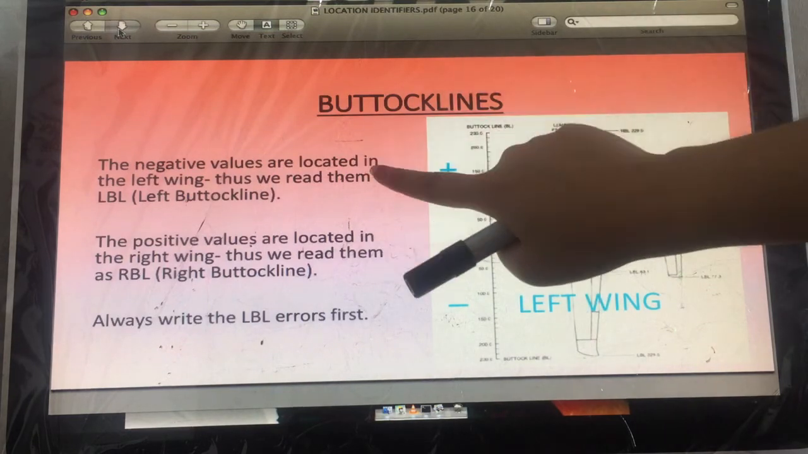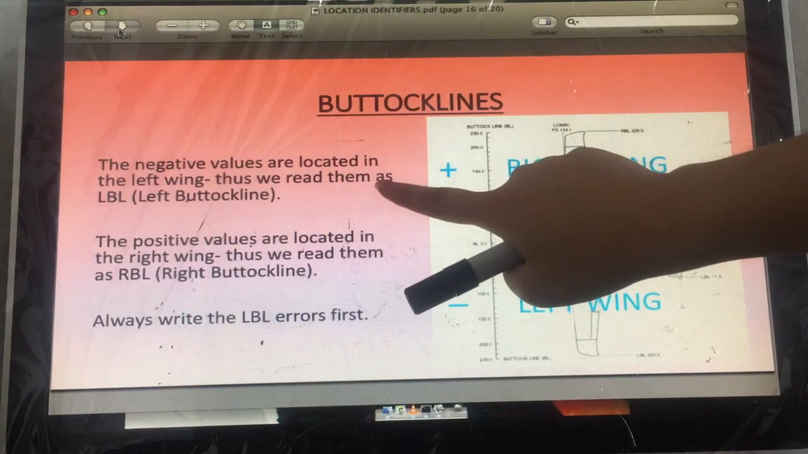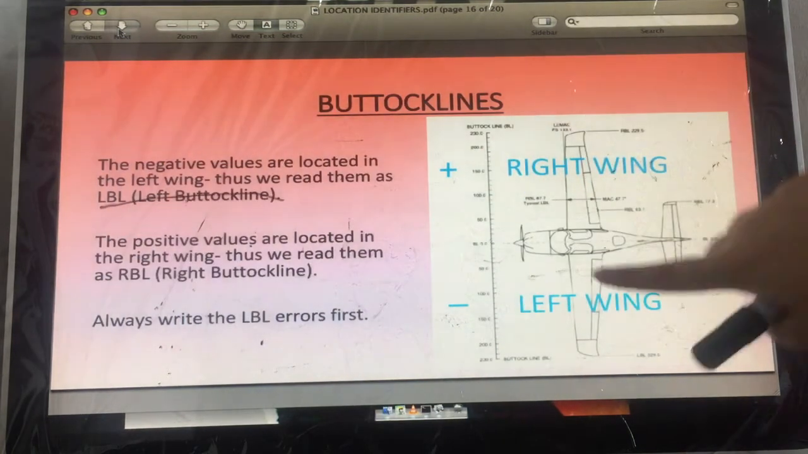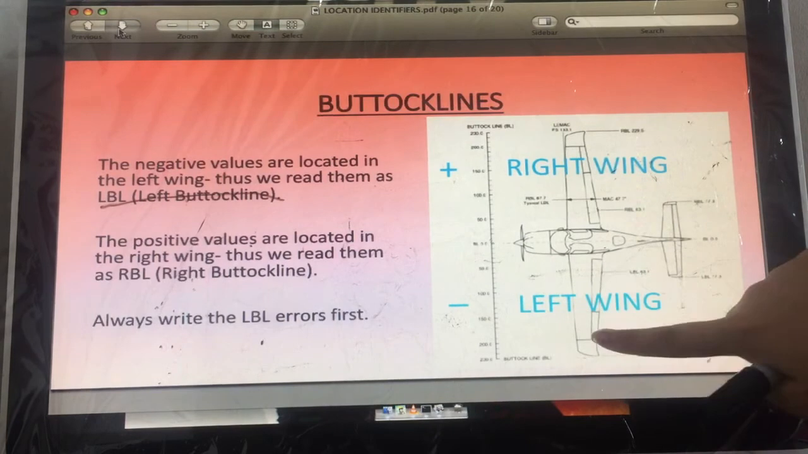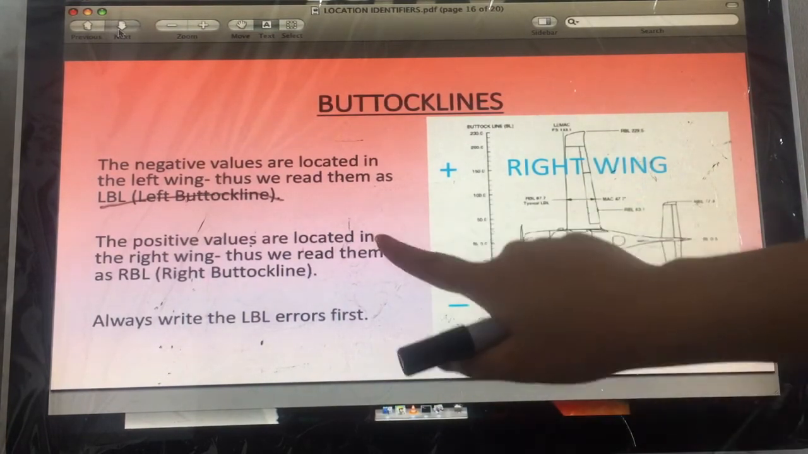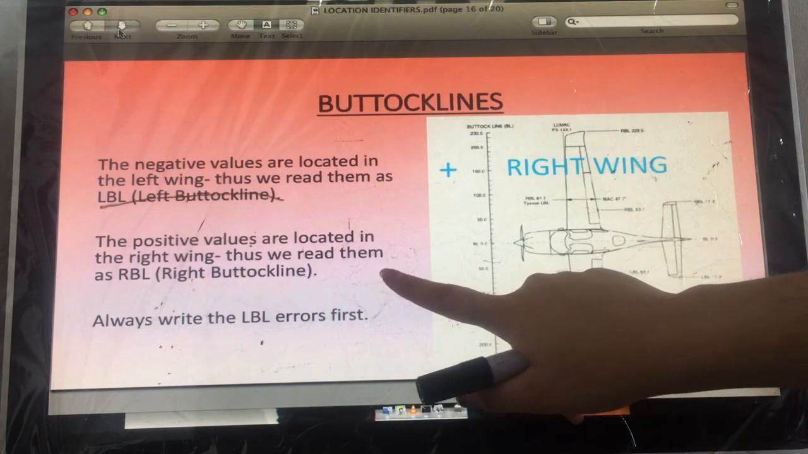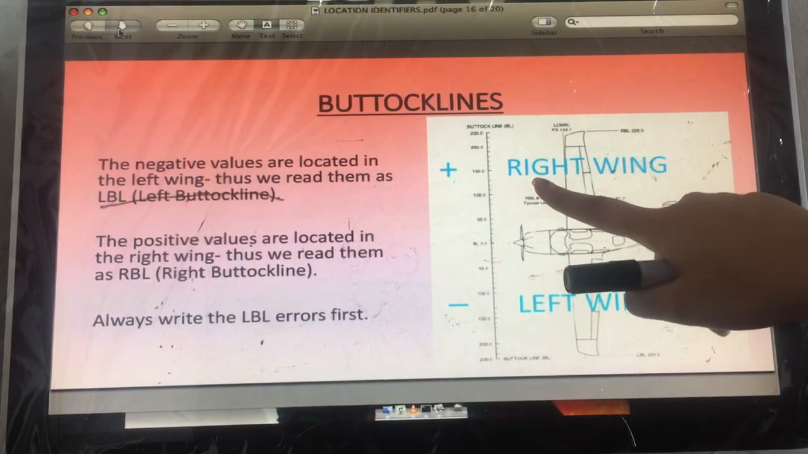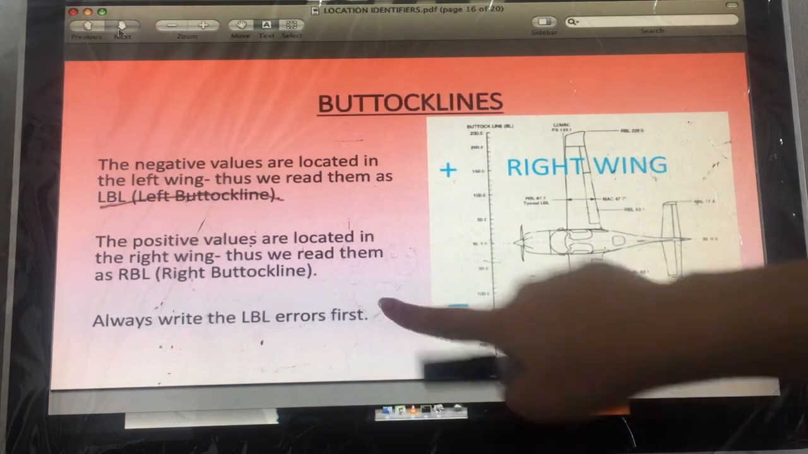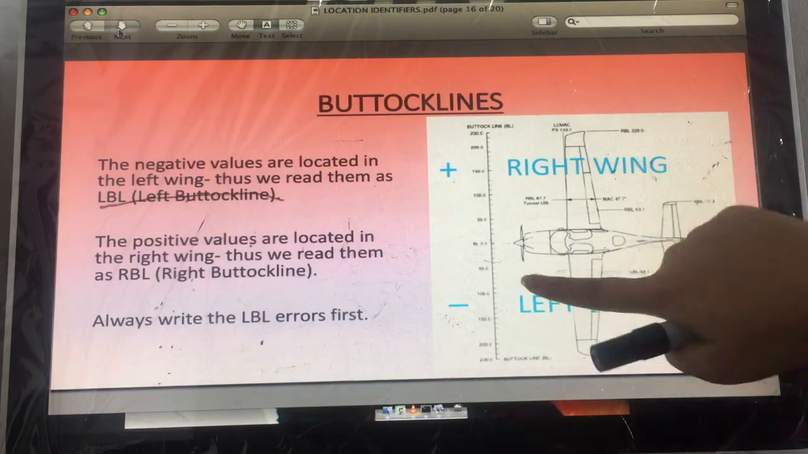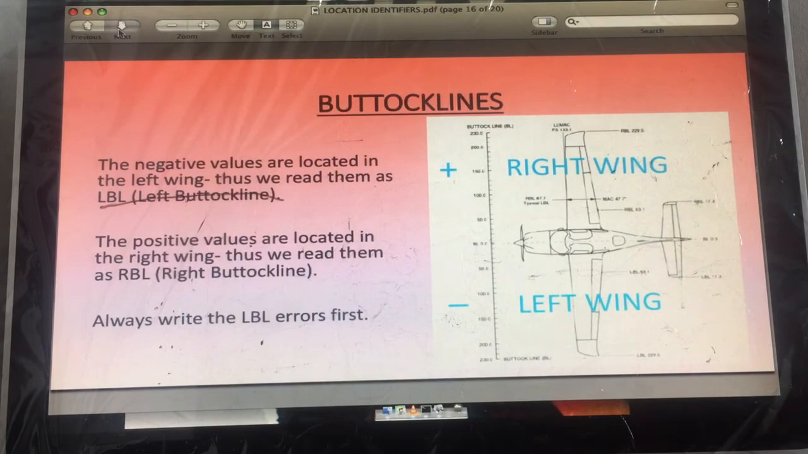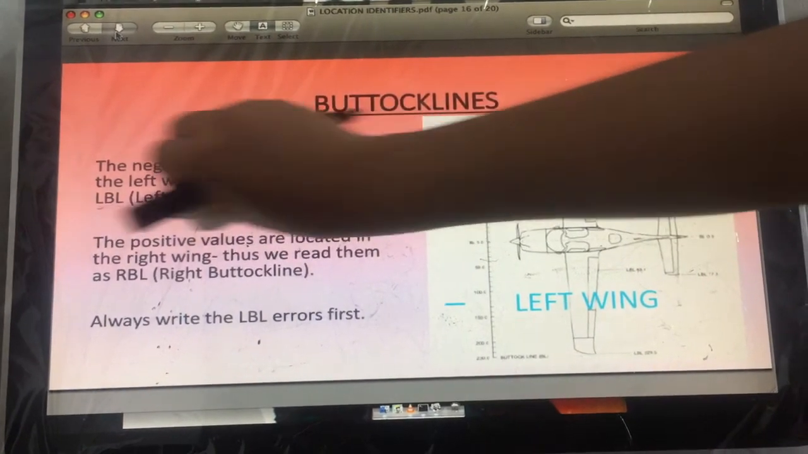So, the negative values are located in the left wing, thus we read them as LBL. LBL or left buttock line. This one. So, kung titingnan nyo, ito yung left wing ng aeroplano. So, all negative values are in the left wing. And then, positive values are located in the right wing. Thus, we read them as RBL. So, right buttock line. Always write the LBL errors first. Kahit mas maliit yung value ng nasa right wing, yung nasa RBL, laging inuunang isulat ang nasa left wing, or LBL.